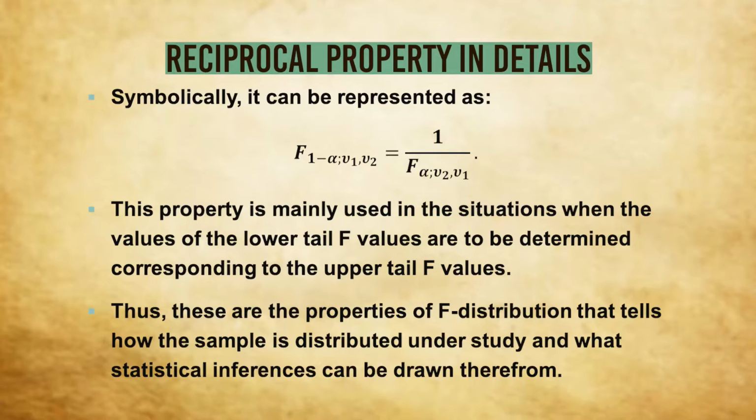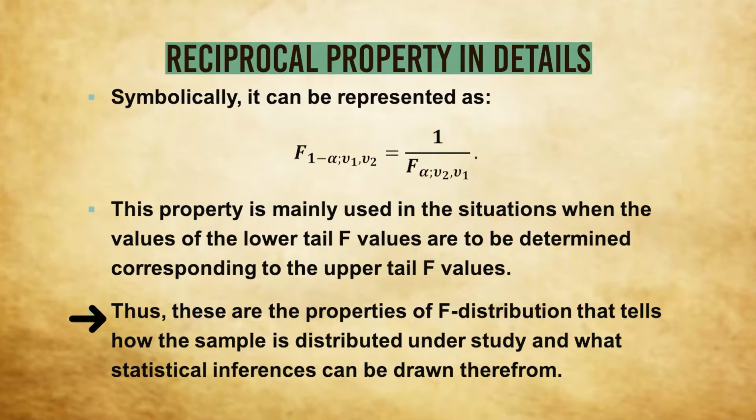In T distribution just now, we talked about upper alpha point and lower alpha point. Similarly, in F distribution, we can have upper alpha point and lower alpha point. So this property will enable us to express the lower alpha point in terms of the upper alpha point. Only the degrees of freedom will get interchanged and the value will be taken in reciprocal. So that is why it is called the reciprocal property of F distribution. Now, this property is mainly used in situations when the lower tail F values are to be determined corresponding to the upper tail F values. So that means lower tail F values are to be obtained in terms of the upper tail F values. Then this property comes very handy.